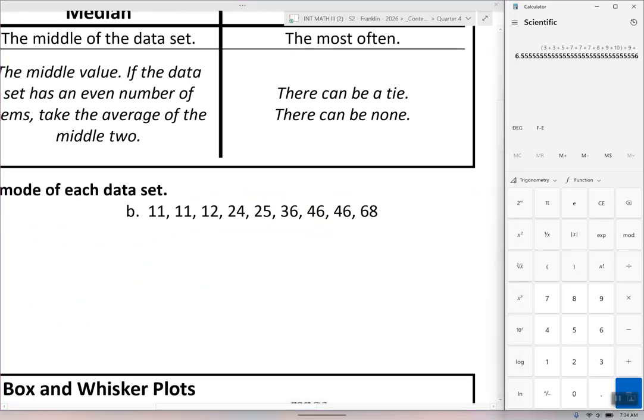We have 11. I'll add them as I go here. 11, 11, 12, 24, 25, 36, 46, 46, and 68. 11, 11, 12, 24, 25, 36, 46. Yep. So we get 1, 2, 3, 4, 5, 6, 7, 8. There are again 9 numbers. We'll divide this by 9. We get 31. So our mean is 31.